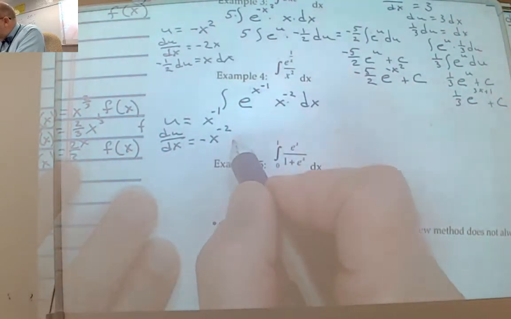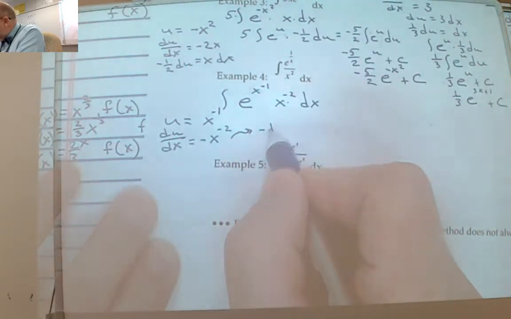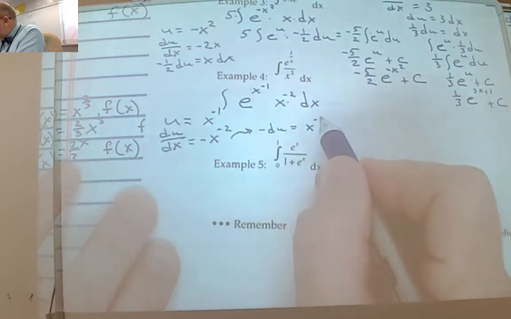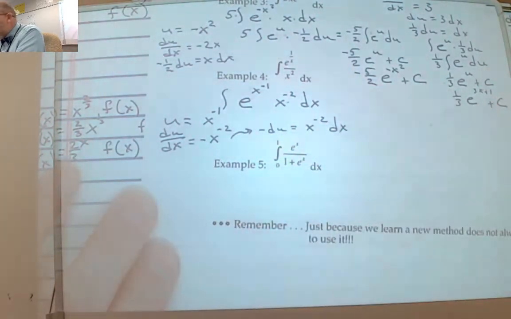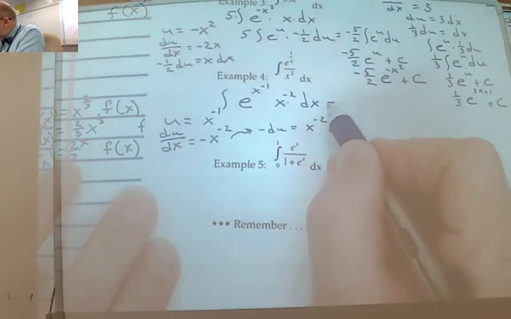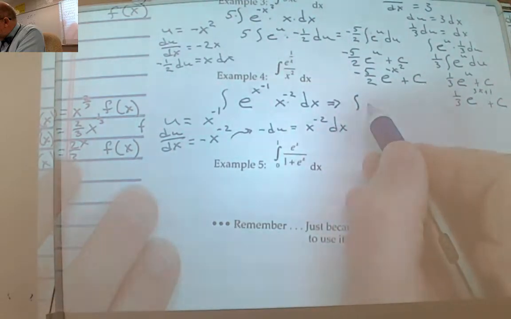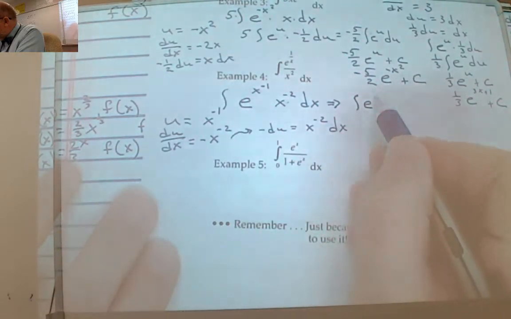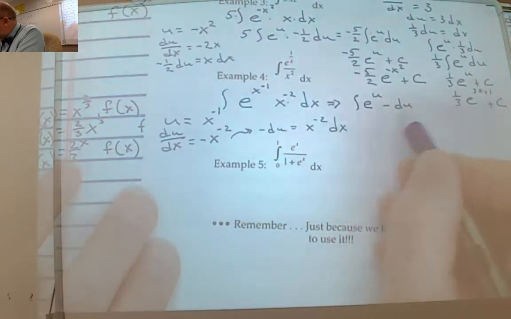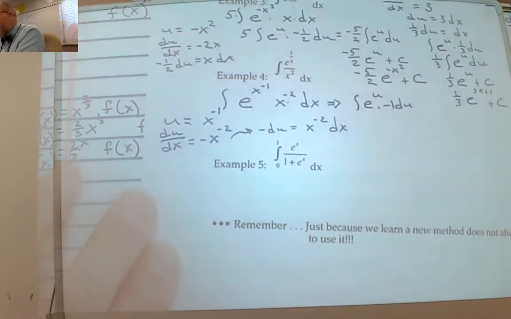So I can write this. I'm going to draw a little arrow. And negative du is equal to x to the negative 2 dx. Are you all right with that? So this is going to become e to the u negative du. Now that's a negative symbol. It's like a negative 1. Would you agree with that?